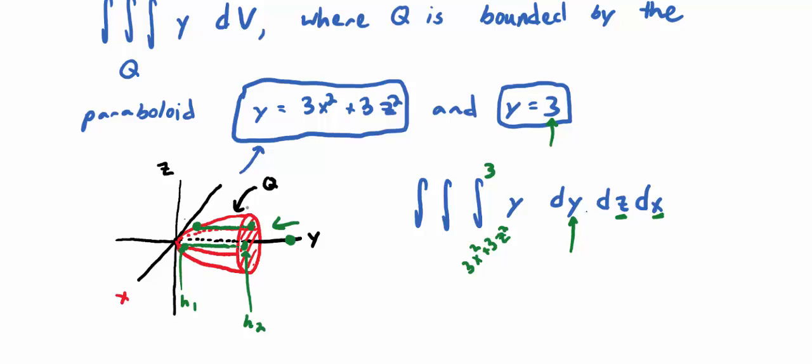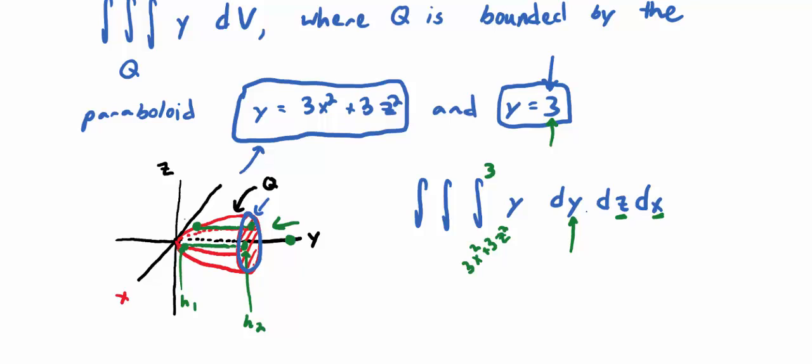Well, what's the value of y at this curve right here? This vertical trace is the trace you get when you set y equal to 3 and look at the cross section that you get when that plane intersects the paraboloid, y equals 3x squared plus 3z squared. So what's the equation of that circle then?